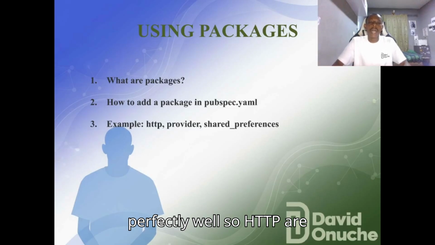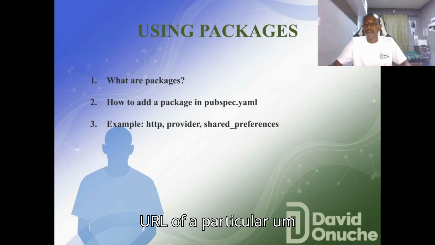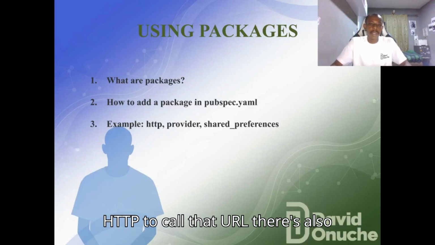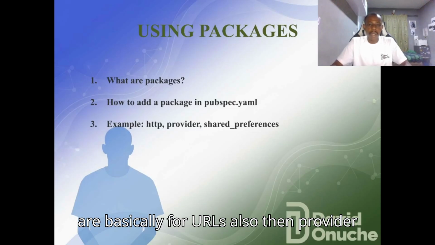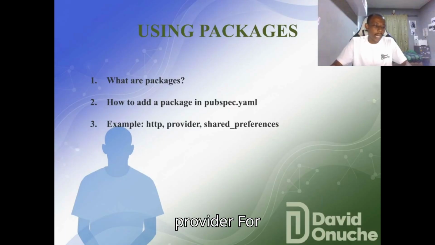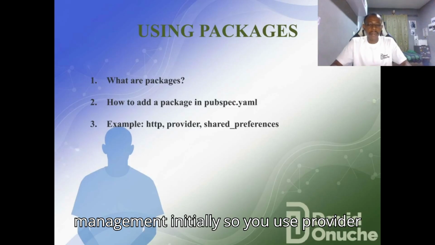So HTTP is for URLs. Let's say I want to call a URL of a particular website or a particular link. I would need HTTP to call that URL. There's also something called URL launcher, but HTTP is basically for URLs also. Then provider is for state management. We spoke about state management initially, so you use provider for state management.